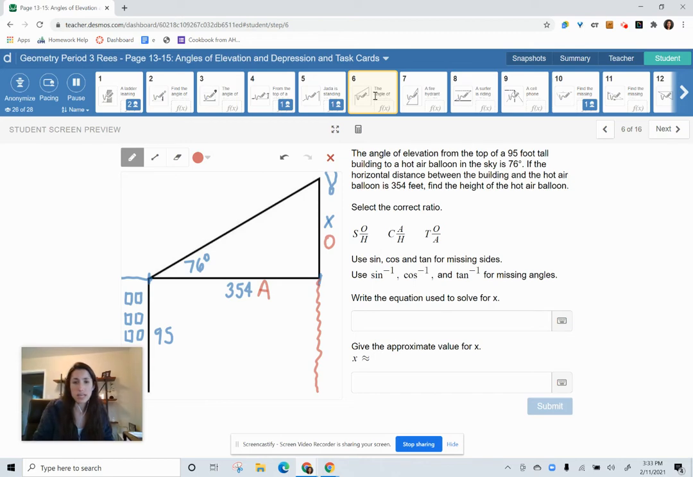Okay, so I guess I should say your answer here should not be X, it should actually be the height of the hot air balloon. So whatever you get for X in this triangle here, X will represent this length. Whatever you get for X, just go ahead and add 95.